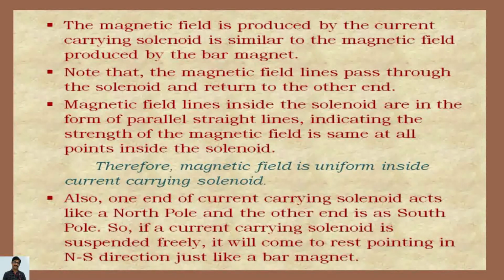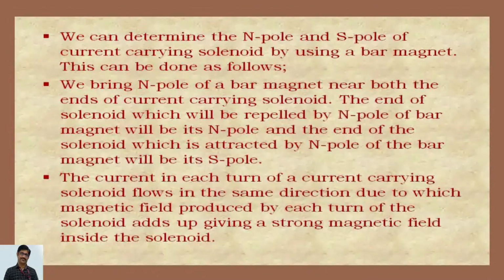So just like a bar magnet, it also possesses a north pole and a south pole. So how do you find the north pole and south pole of a solenoid carrying current? Whenever you bring the north pole of a bar magnet to the two ends of the current carrying solenoid, assume one of its ends is repelled. So the repelling part is taken as the north pole and the attracted part is taken as the south pole.